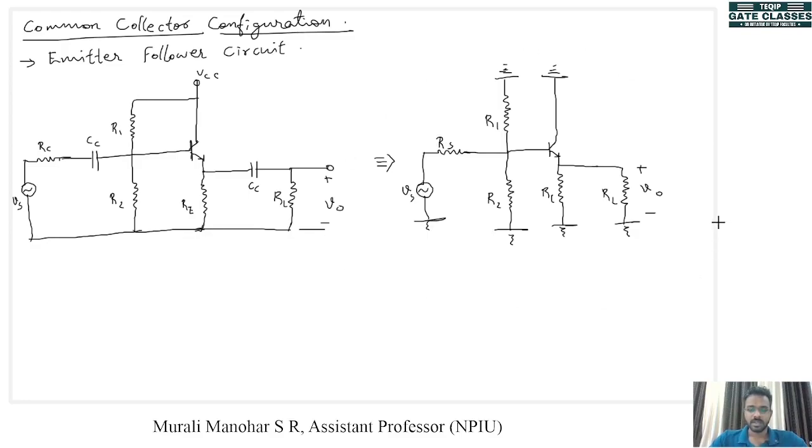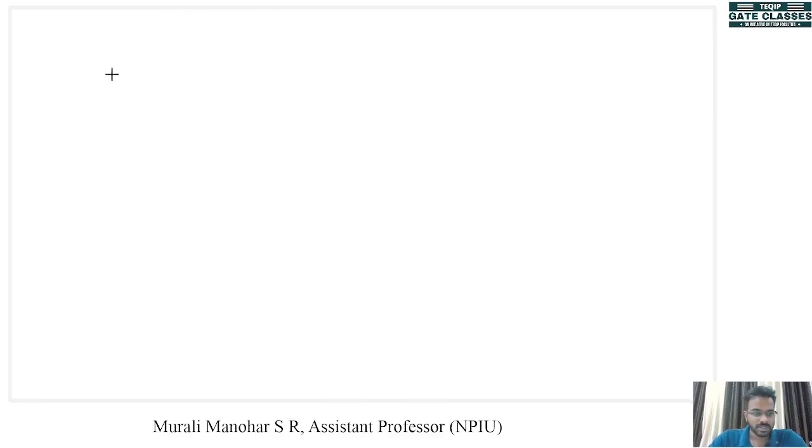So this is the circuit we have prepared for AC analysis. Now what is the next step? In the next step we will transform this transistor to its equivalent model. Here we are going to use the current controlled current source type of pi model. Okay, so I can redraw this figure.